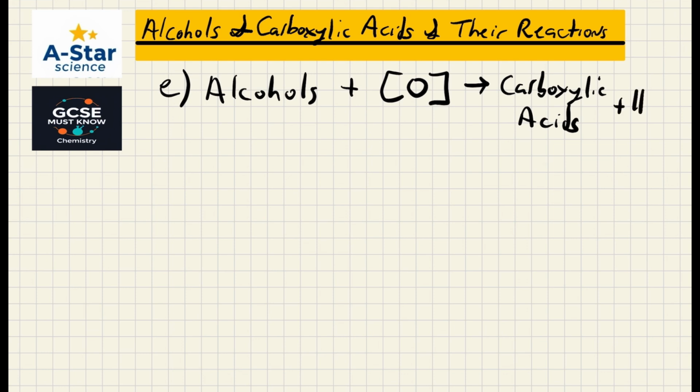Plus water. Now, this is a reaction that you need to know for GCSE, but you also need to know it for A level as well. For A level, you will have to understand the particular oxidizing agents that you can use, as well as the conditions that you need to use it under. But for GCSE, you just need to know that alcohols plus an oxidizing agent can form carboxylic acids plus water.